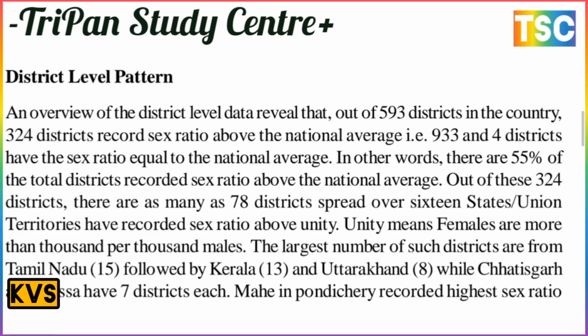Out of these 324 districts, as many as 708 districts spread over 16 states and union territories have recorded a sex ratio above unity. Unity means females are more than 1000 per 1000 males. The largest number of such districts are from Tamil Nadu with 15, followed by Kerala with 13 and Uttarakhand with 8. Chhattisgarh and Odisha have 7 districts each. Pondicherry recorded the highest sex ratio, which is the most important point.